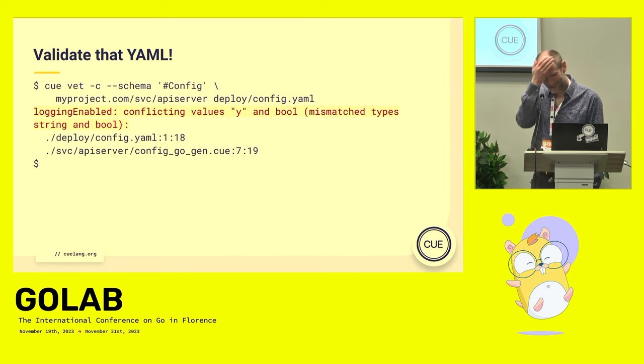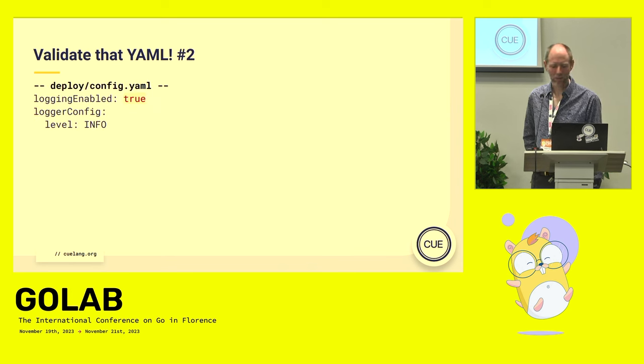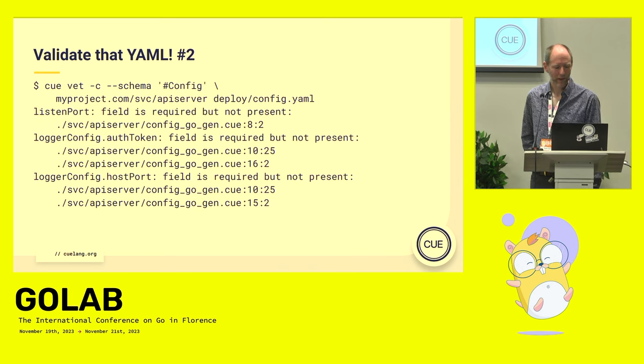In this case, we incorrectly thought that Y was a Boolean in YAML. How could we? But it turns out it's a string. I guess we're using a different version of YAML than we expected. Let's fix that. Okay, the Y is now true. And now it's complaining about the fields that were required but not provided, which isn't something generally that easy to do in Go without explicitly checking.